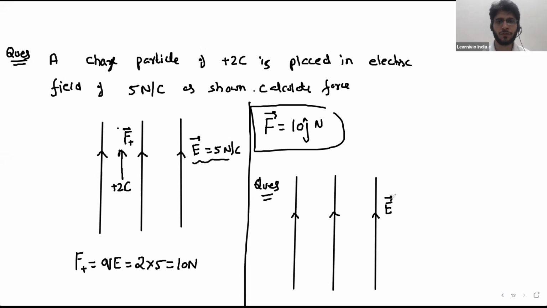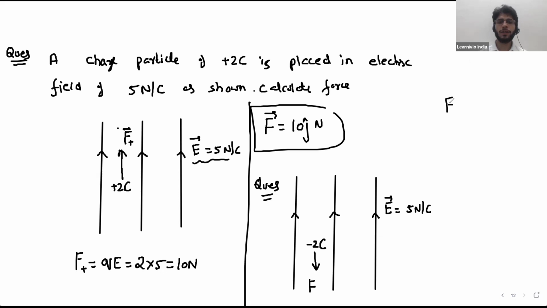So this is electric field, which is 5 Newton per coulomb. And I place a charge of minus 2 coulomb here. Mariam, what is the direction of force now? Opposite. Opposite means along which axis? Negative y-axis. Very good. So this is the direction of force now.